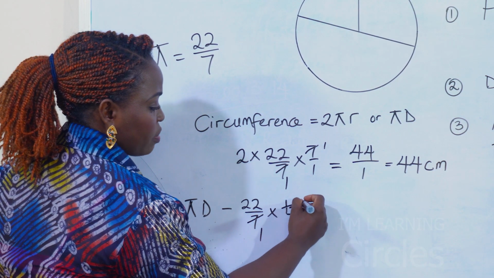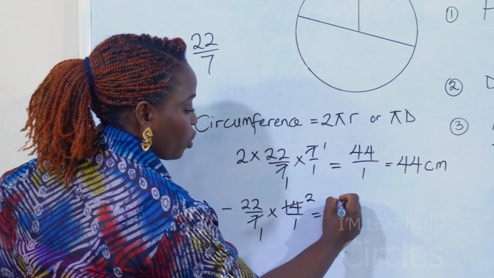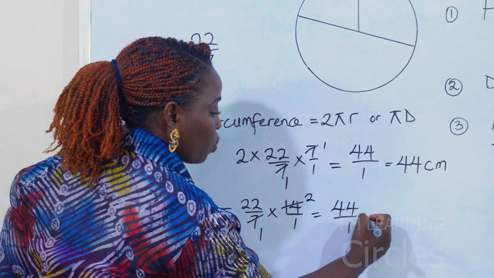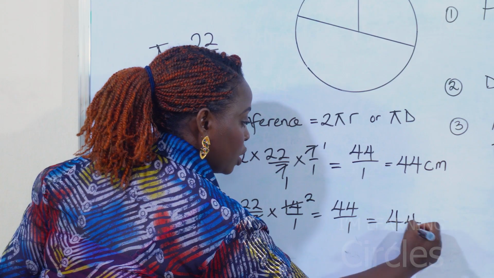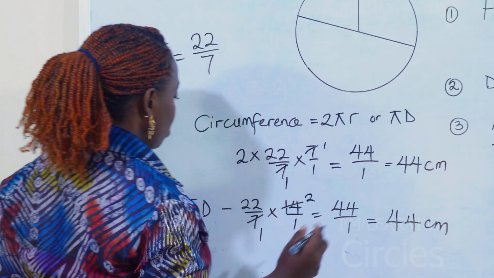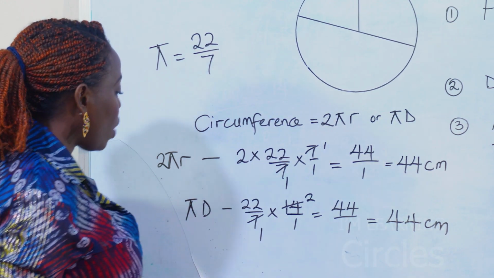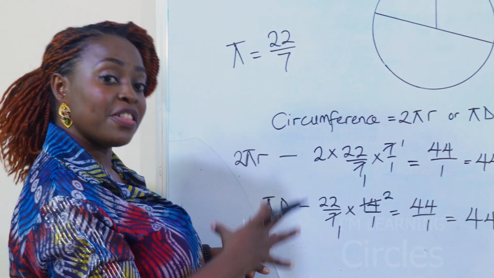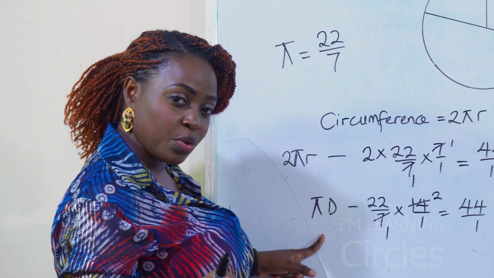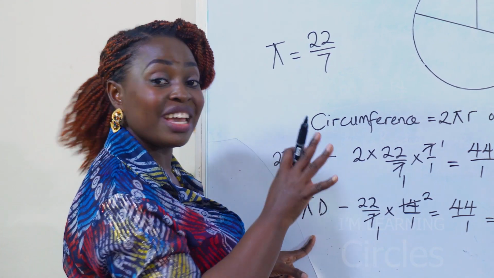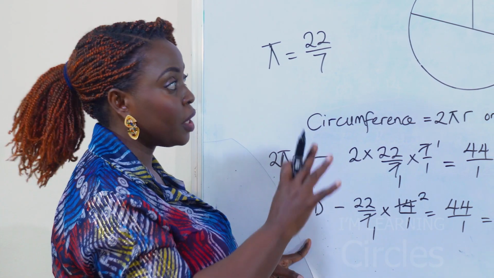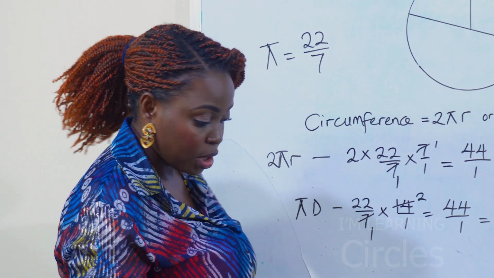7 will go here 1 time, 7 will go in 14 2 times. I'm going to end up with 44/1, which is equal to 44 centimeters. So whether I use 2 pi r or I use pi d to find the circumference of the circle, as long as I do it correctly, I will end up with the exact same answer. Now let's look at the second question.